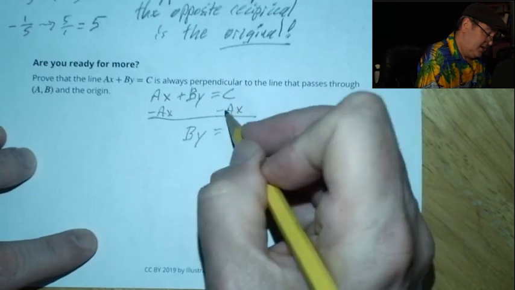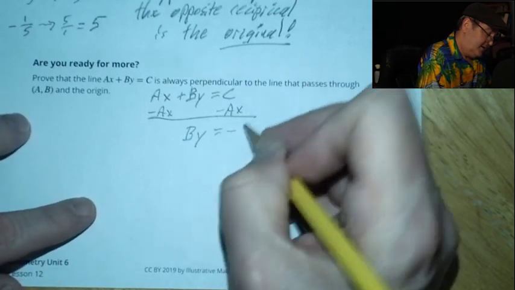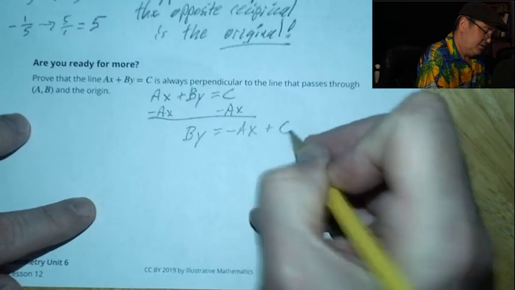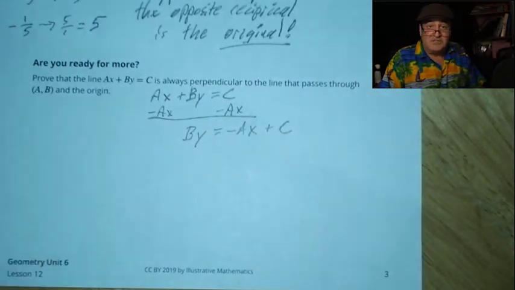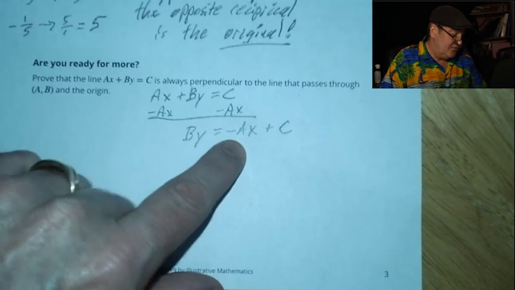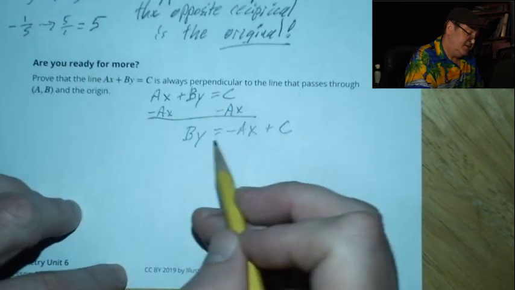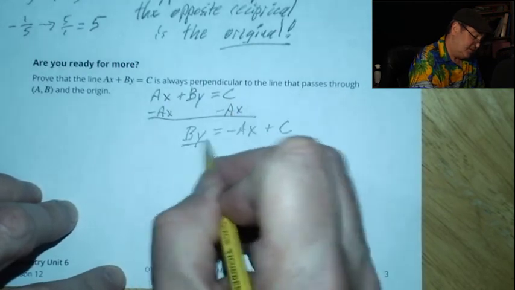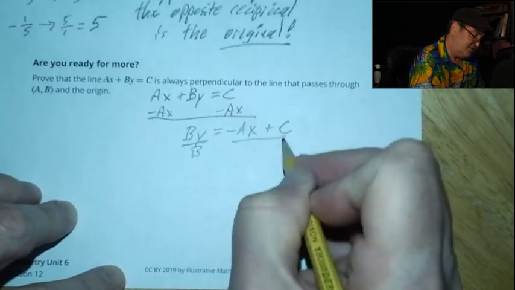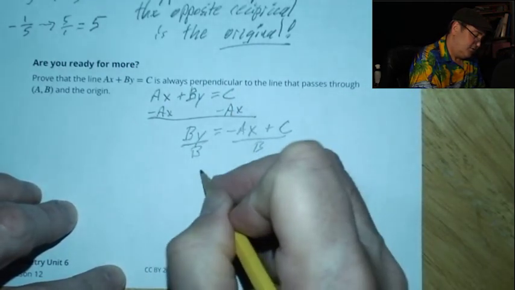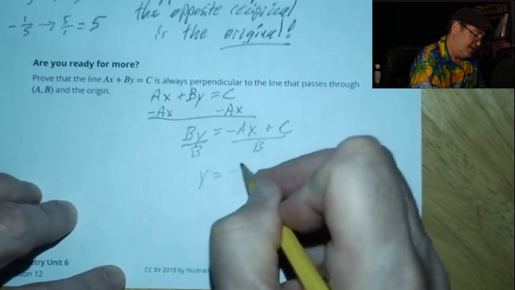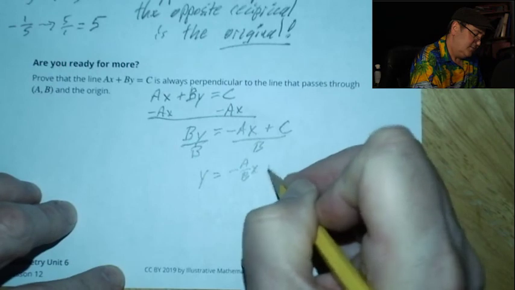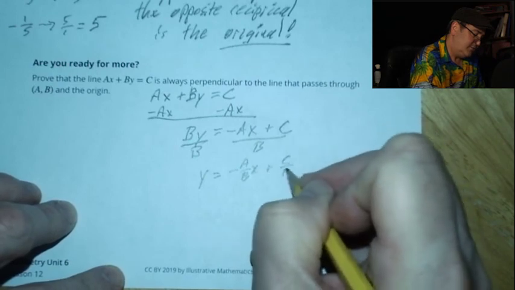On this side, we've got negative ax. I just put the x first because it's the variable. Plus c, the constant. C is just a constant number. The a would be a coefficient that can change. So by equals negative ax plus c. Let's divide by b to get y by itself. So y would equal negative a over b x plus c over b.